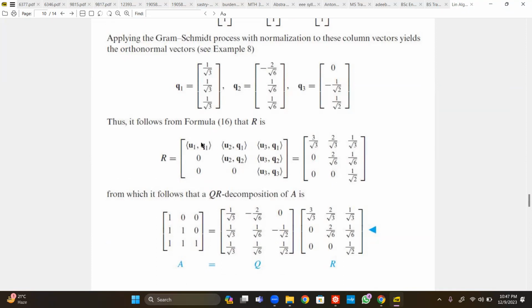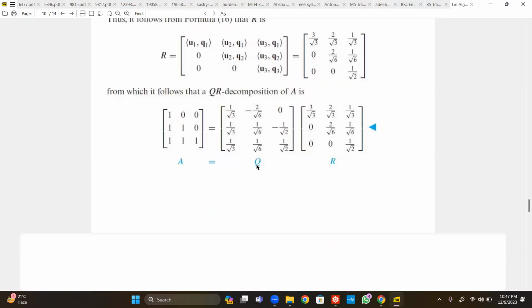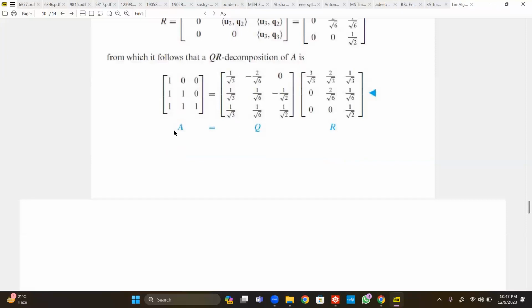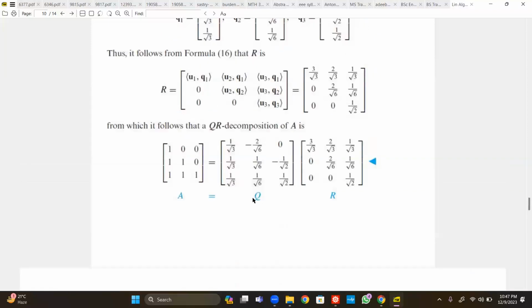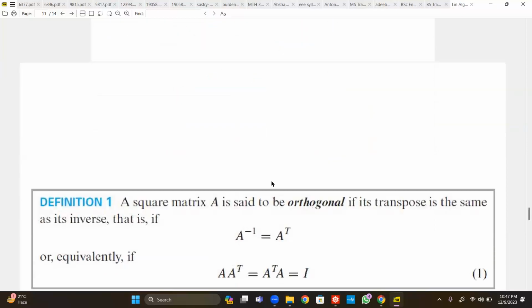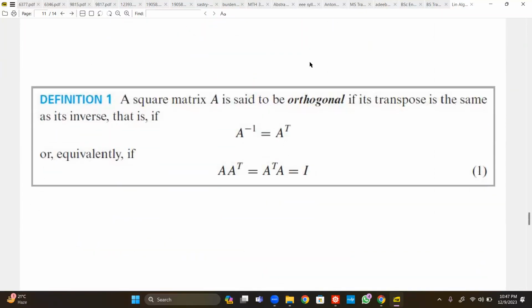And for the R matrix, all you have to do is take these dot products. After taking these dot products, you formulate the triangular-looking R matrix. If you want to verify, you can just multiply Q and R. You will end up getting A if you do not make any mistakes during the calculations. So that is what QR decomposition is, or how it's done for a square matrix. Please let me know if there is any question.